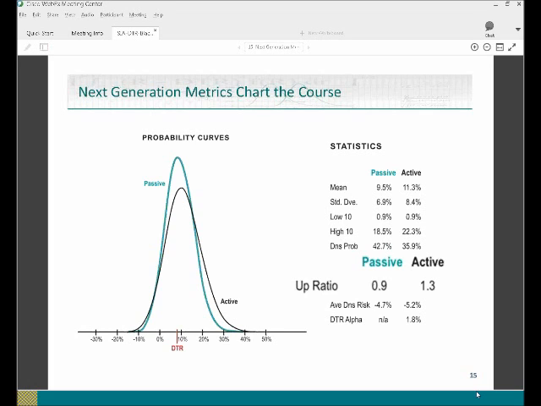What's the payoff for having active managers? That's the DTR alpha at the bottom. It says that those active managers could add as much as 180 basis points in any given year.